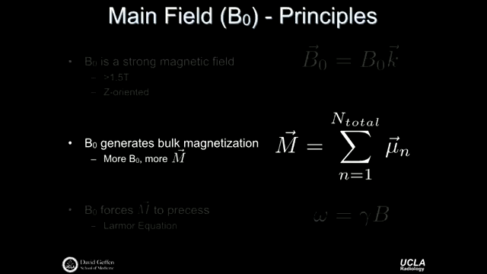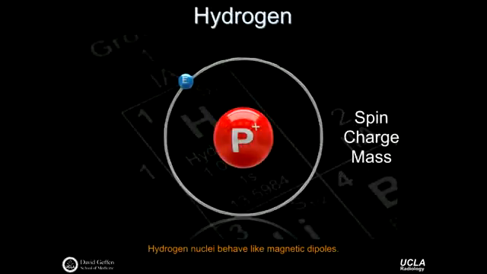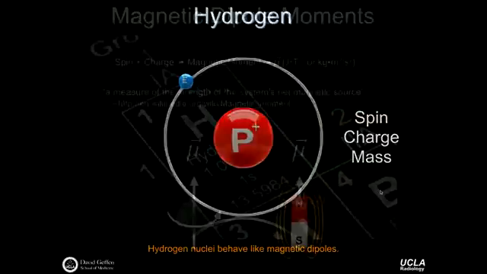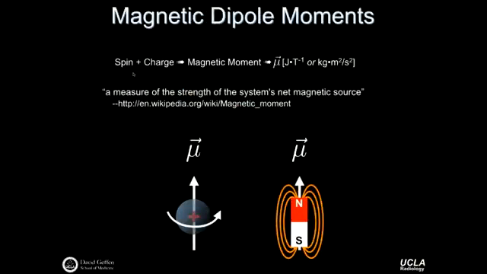Let's talk a little bit about the bulk magnetization, and then we're going to work our way into ultimately deriving the Larmor equation today. So we talked already about how the hydrogen nuclei behave like magnetic dipoles, and they do that primarily because the magnetic dipole arises as a consequence of spin and charge. And the mass is important for giving rise to this precessional behavior, which we'll see. So we know the spin and charge gives rise to a magnetic moment. What's a magnetic moment? Well, it's just a measure of the strength of the system's net magnetic source, right? So how magnetic is the thing that we care about?